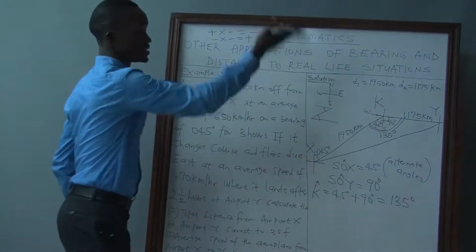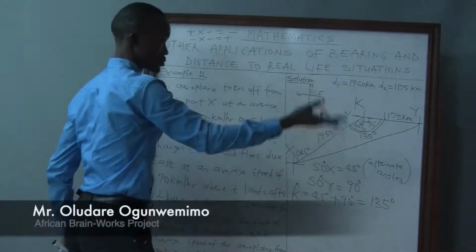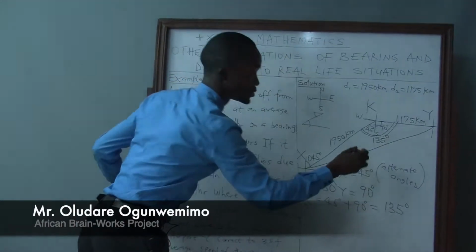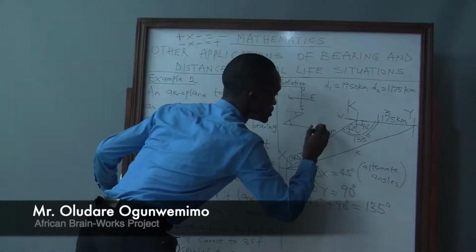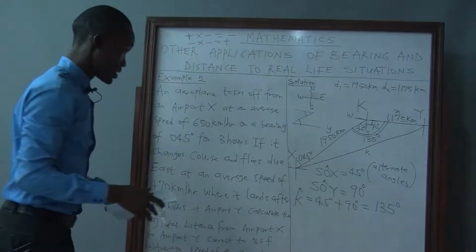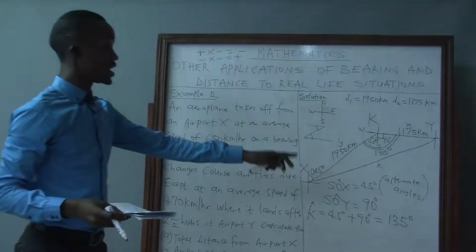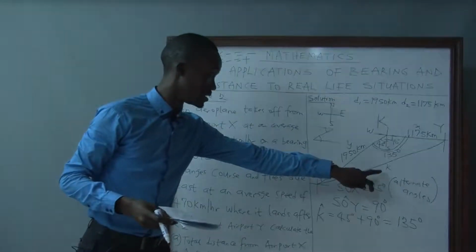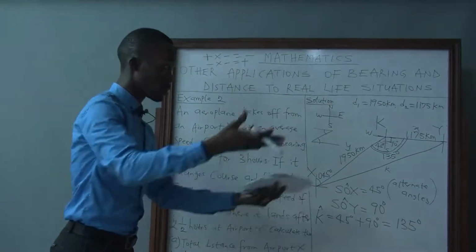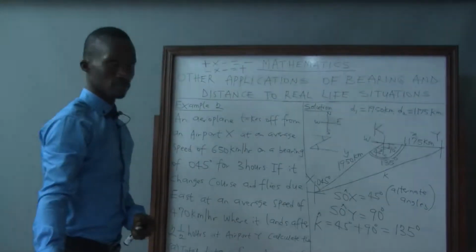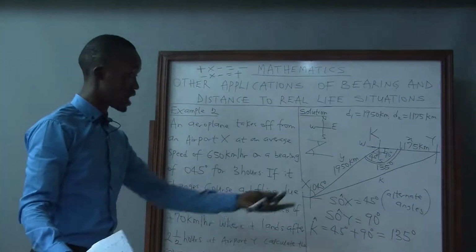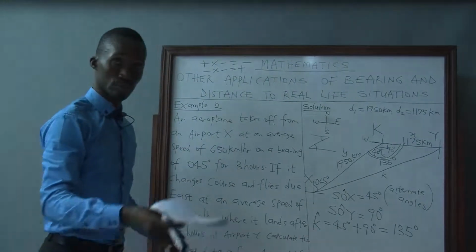So the side facing the angles, we use small letters to represent them. So this one will be small k, this one will be small x, while this one will be small y. So for the question that is asking us for the distance between airport X and Y, we have to find k. So after getting k, they will now conclude that therefore the two airports are a particular distance apart. So that will be obtained after doing the calculation.